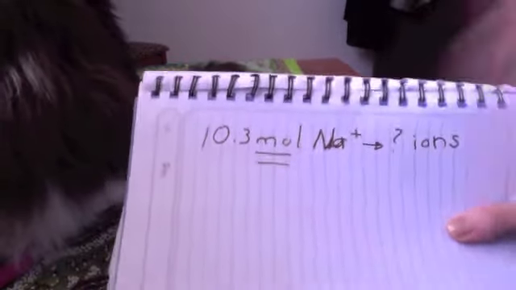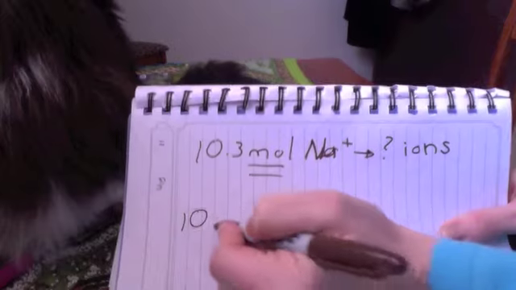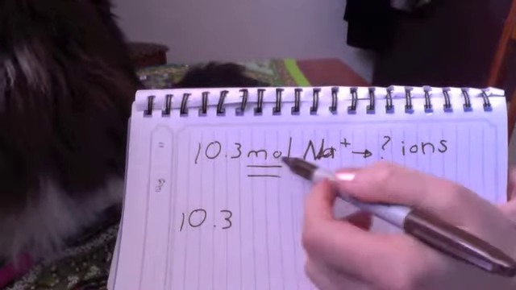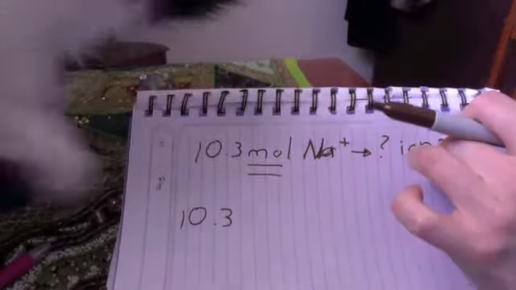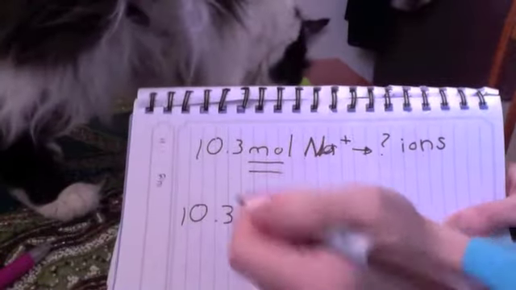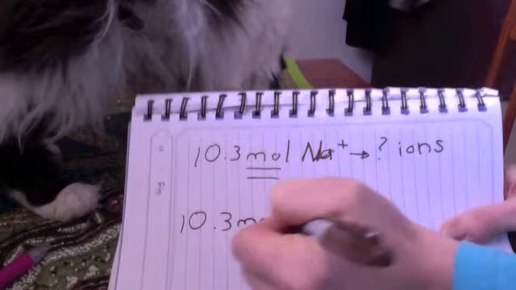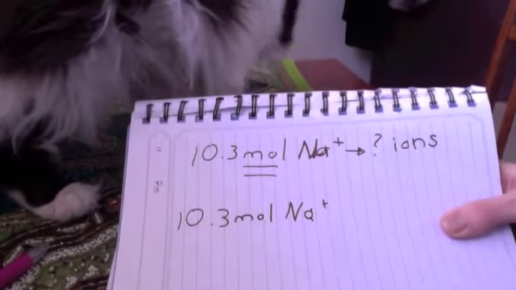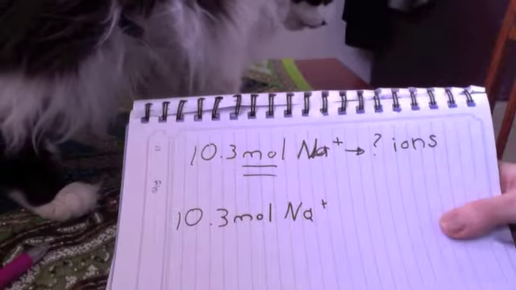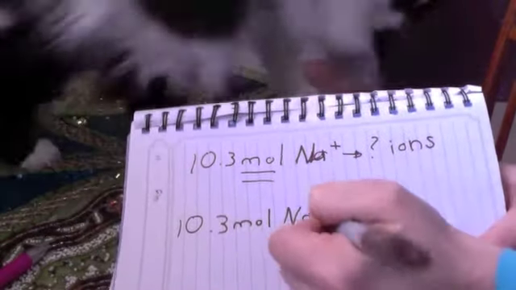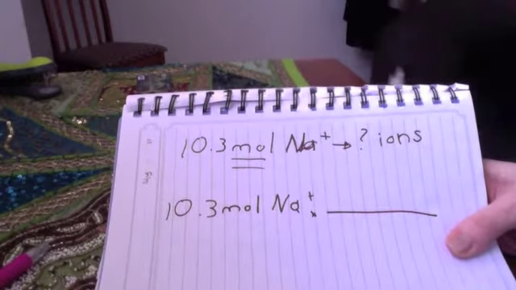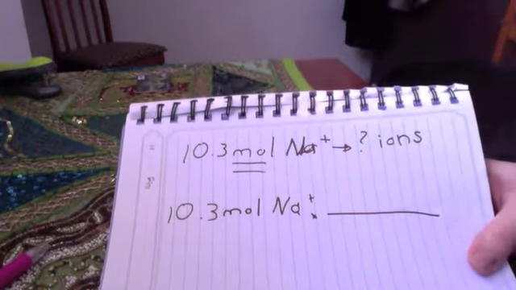So the very first step in solving any problem that involves converting from one thing to another is I'm going to just write down first of all what I have. Okay, I have 10.3 moles of sodium ions, and then immediately I'm going to make my little multiplication thingy. And then I have a conversion factor.